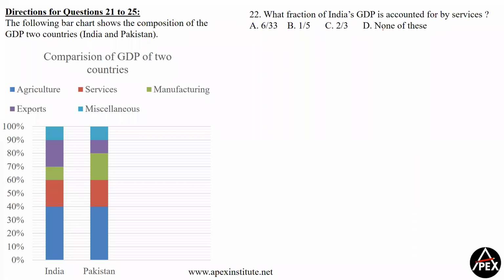Now, what fraction of GDP is accounted for by services? If I consider 100x as the GDP of India, what was the GDP accounted for by services? 20%, isn't it? So 20x is for services. What is the fraction here? 20x by 100x, so 1 by 5, isn't it? If you can understand this stacked bar chart, you can answer these questions.